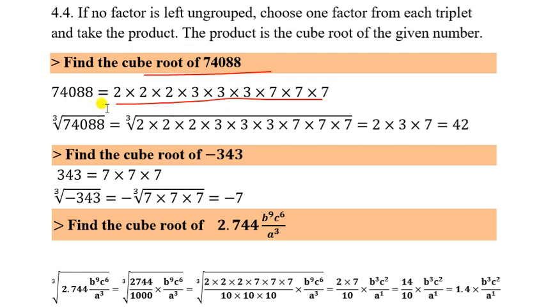So 2 is present in triplet form, 3 is present in triplet form, and 7 is also present in triplet form. That means for 3 times 2, we'll get 1 time 2. For 3 times 3, we'll get 1 time 3. And for 3 times 7, we'll get 1 time 7. See, for cube root you have to use this symbol always to get the cube root of any given number. So 2 one time, 3 one time, 7 one time. If we multiply, we'll get 42. So the cube root of 74088 is 42.